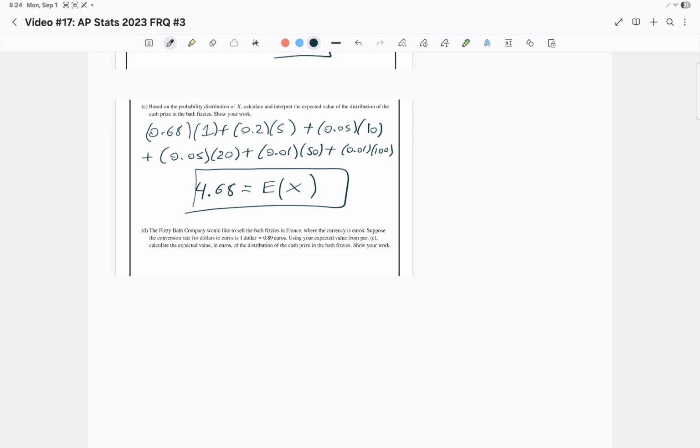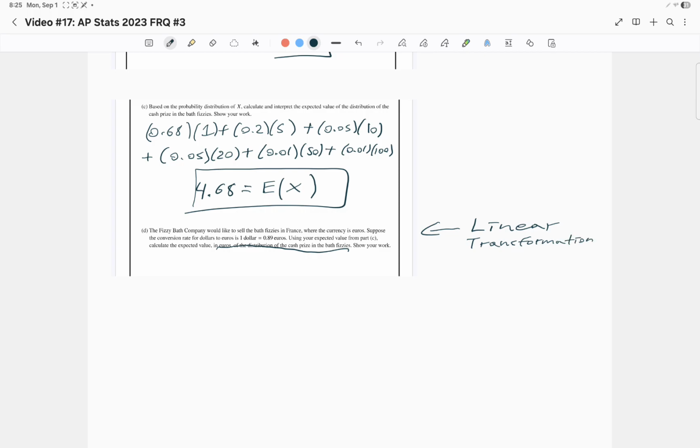Using your expected value from part C, calculate the expected value in euros of the distribution of cash price of a bath fizzy. This question is very simple. This is a linear transformation question. And what do I mean by linear transformation? You might have heard that word in your stats class.